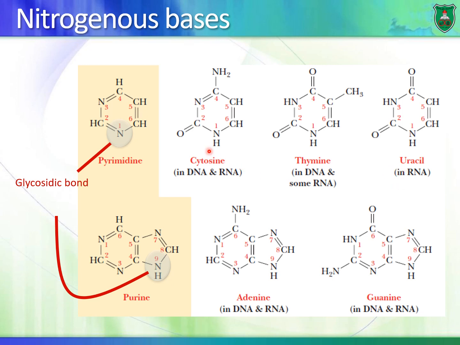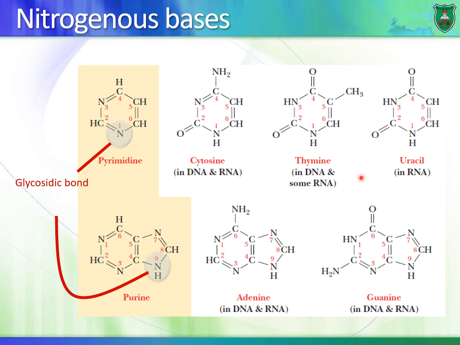Okay, now notice the differences between them. For cytosine, for example, you have a ketone group right here, and you have an amino group in here. Now thymine looks exactly like cytosine, except that there is no more amino group, there is rather a ketone group right here. Thymine also has a methyl group. Now uracil looks like cytosine, except that cytosine has an amino group and uracil has the ketone group.